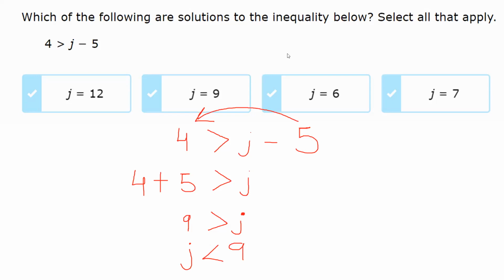What numbers from the list are gonna be less than 9? J equals 6. J equals 6. Is there anyone else? J equals 7. So they're gonna be your correct answers. Right? Let me know if you understand this, please, before I move on. I understand. Yes, sir. Is there anyone who does not understand it?